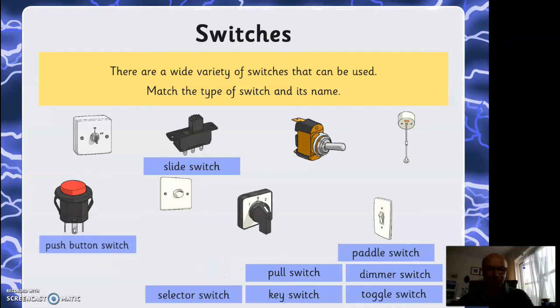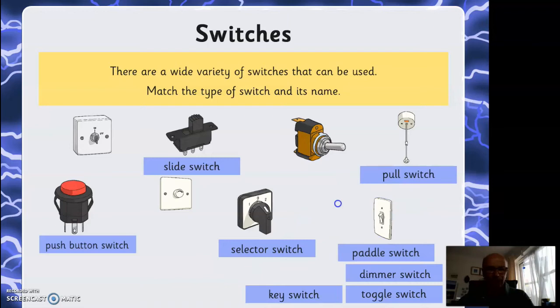Push button switches. They're a little bit harder. Have a think about how you turn on your mobile phone or your tablet if you've got one. What sort of switch are you pressing? Selector switch. They're a bit harder to think about where they fit in a house. I know in our house we have an extractor fan over our cooker which has many speeds, and that uses a selector switch to change the speed.